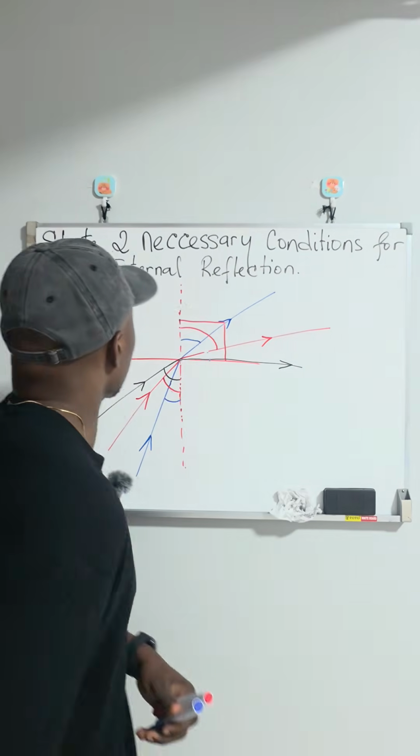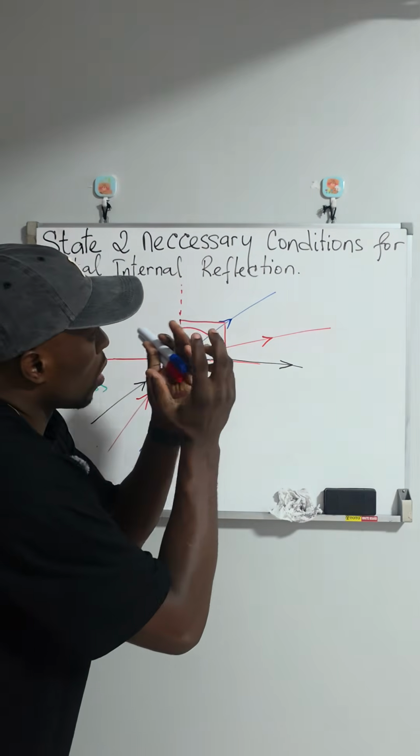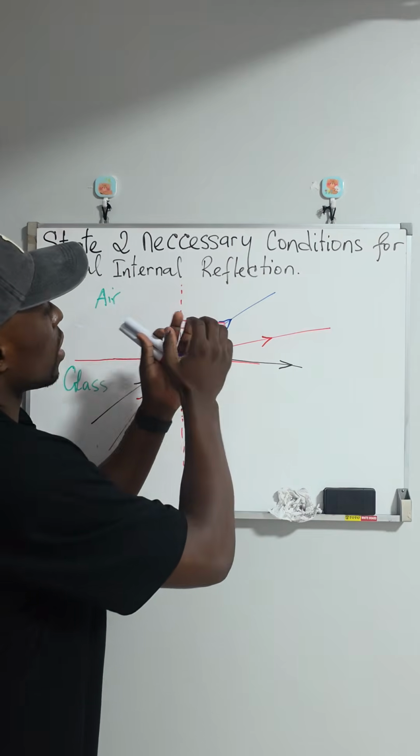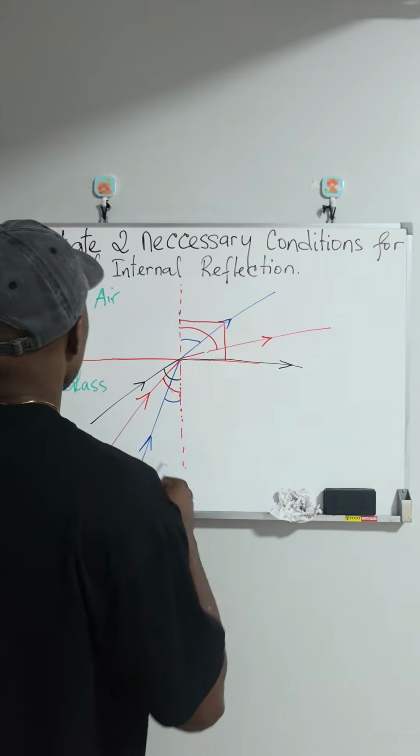State two necessary conditions for total internal reflection. Follow me, dear friends. Solution.